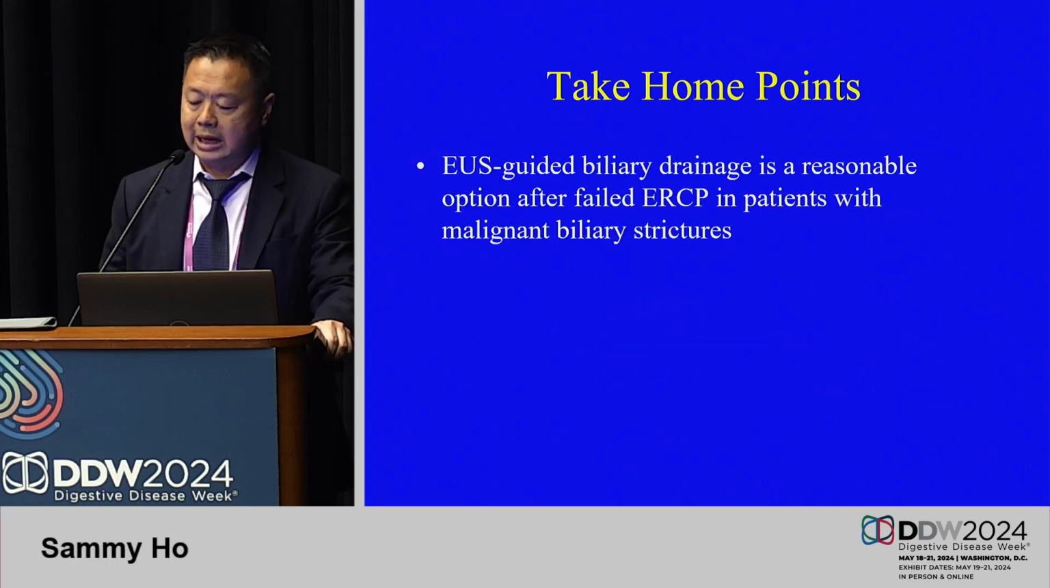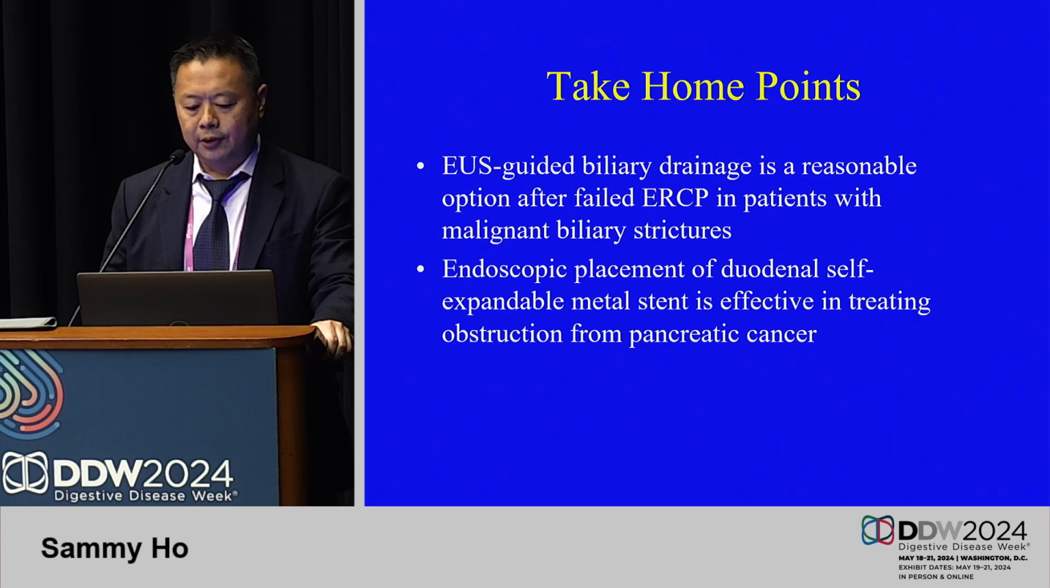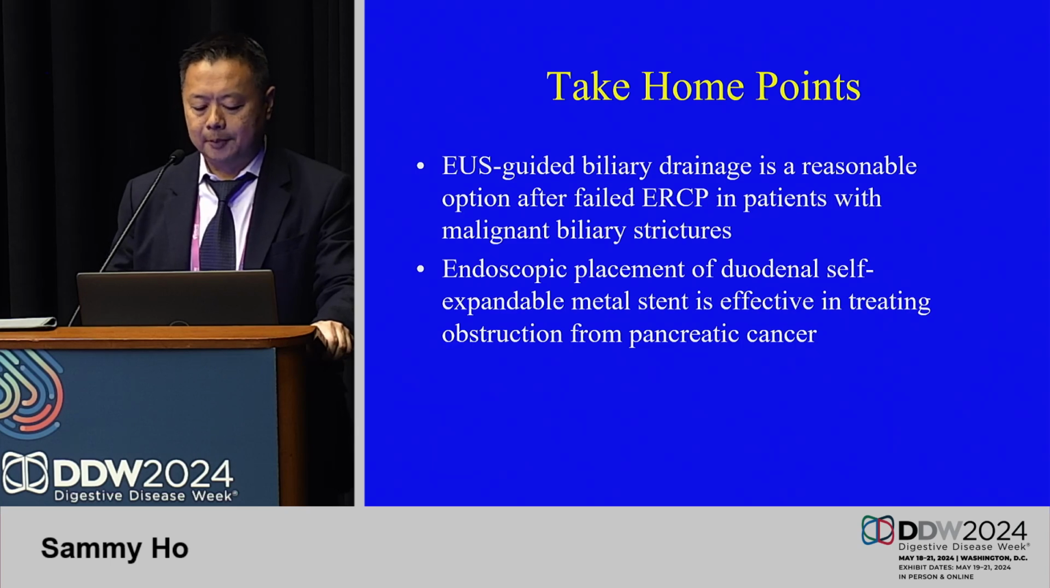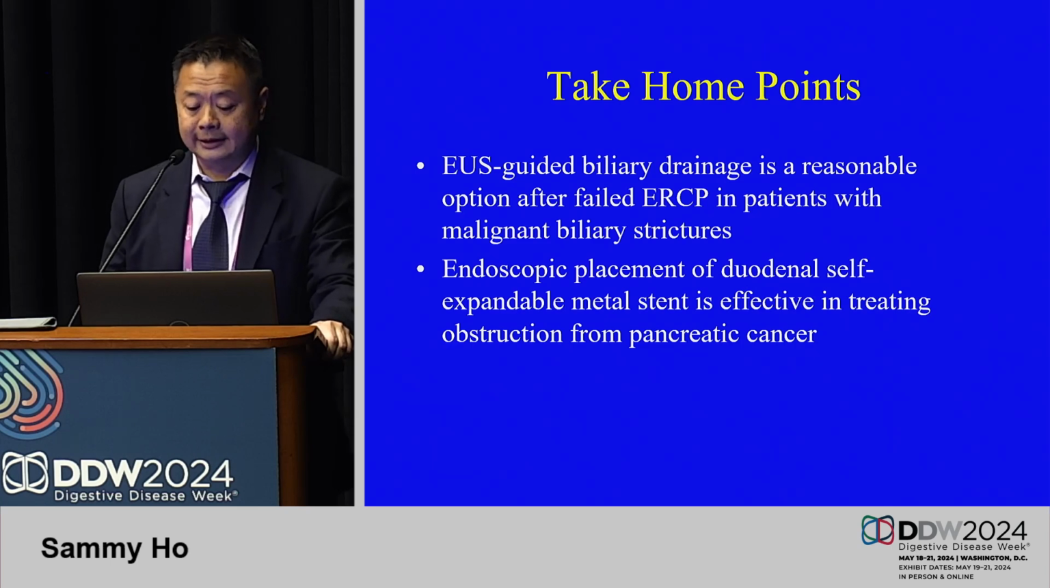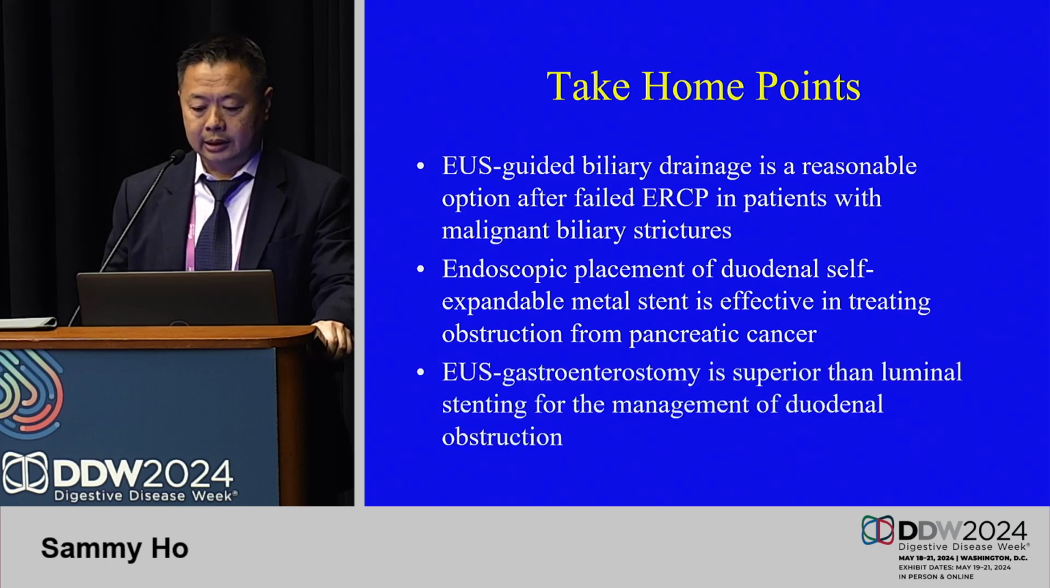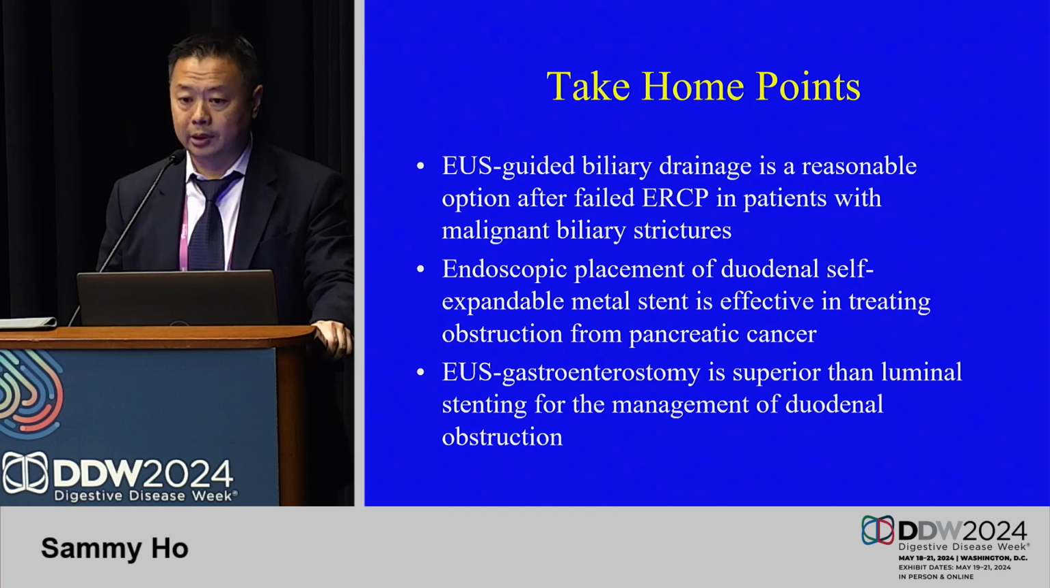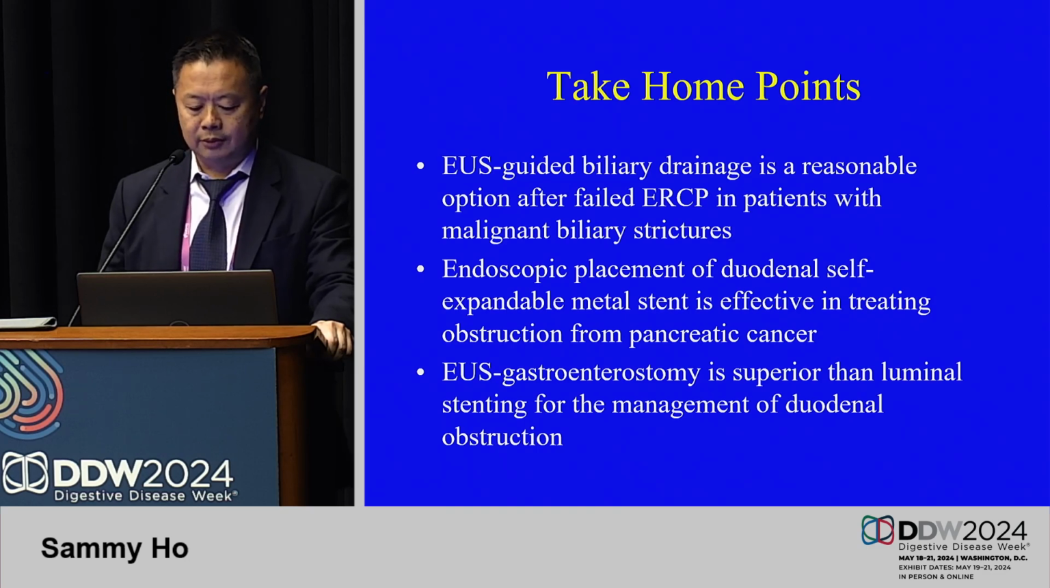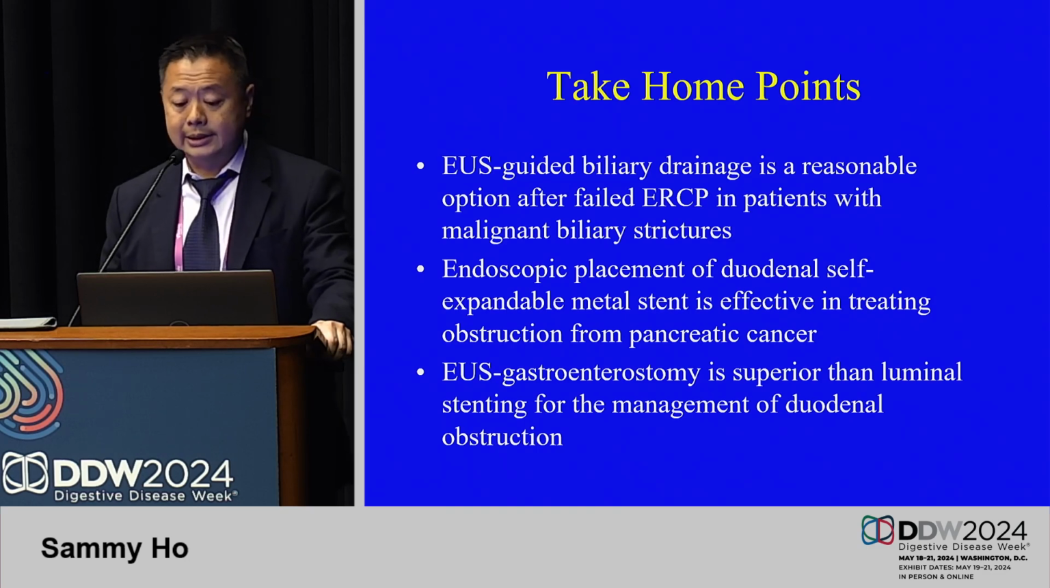We talked about EUS guided biliary drainage, which is a good option after failed ERCP. We went over that duodenal luminal stenting is effective in treating obstruction from pancreatic cancer. And then in the last few slides, we went over that EUS guided gastroenterostomy is superior to luminal stenting for the management of duodenal obstruction. One last slide I want to show you.